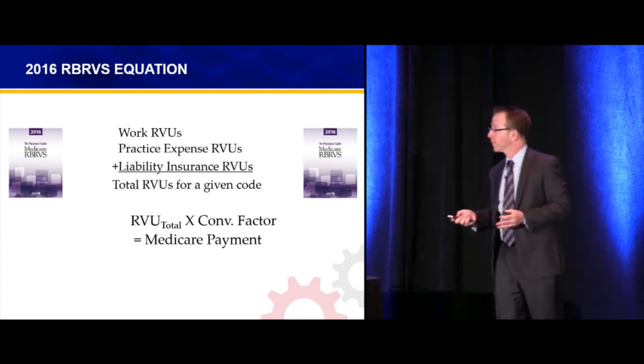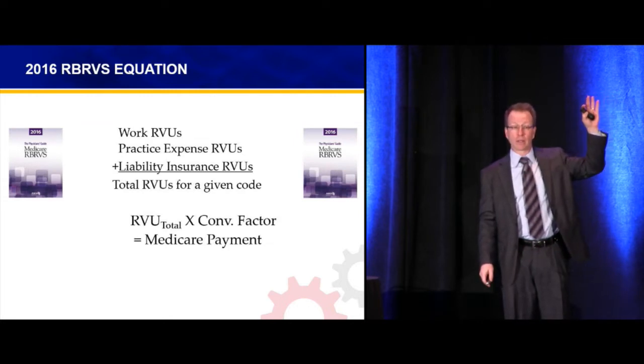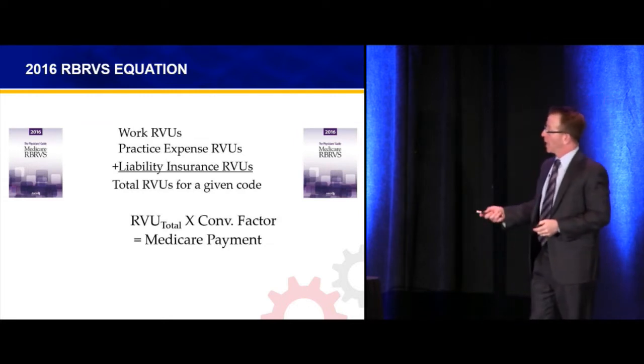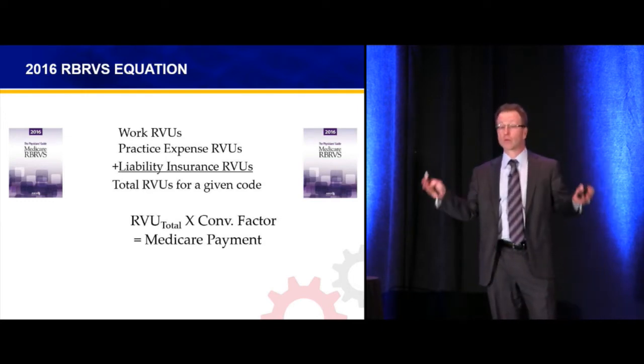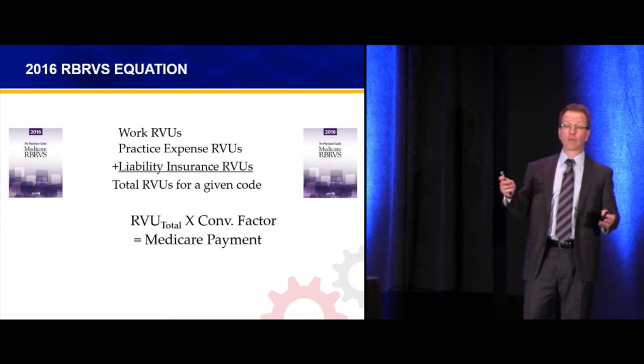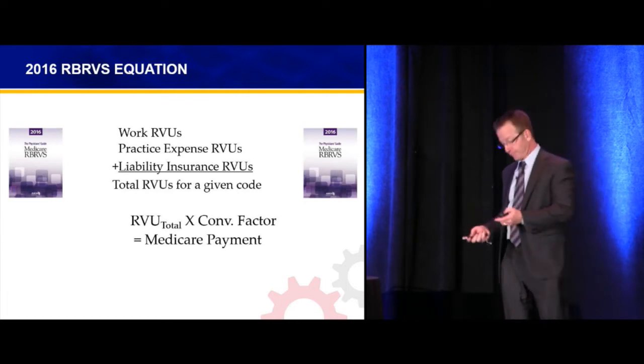How many are paid based on work RVUs? Work RVUs. How many are paid based on total RVUs? A couple of more hands on total. The RVUs times the conversion factor equal the Medicare payment or the Blue Cross or the United Healthcare payment. If you pull that contract back, there's always a conversion factor in there.